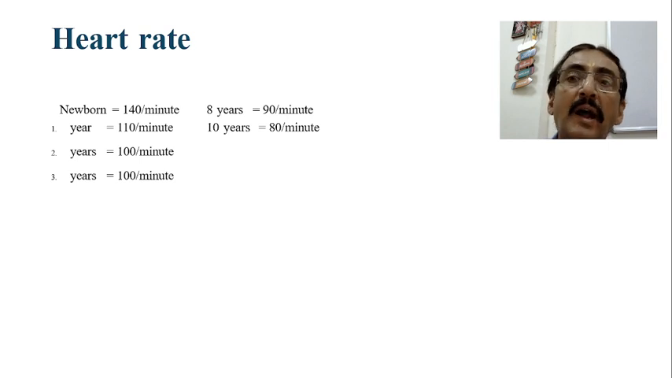Now talking about the heart rate, in the newborn the heart rate is 140 per minute. By 1 year, it will come to 110. By 2 years, it will come to 100 per minute. By 3 years, again somewhere around 100 or somewhat less than that. By 8 years, usually it will be 90 per minute, and by 10 years or after 10 years, it will come to the adult standard of 80 per minute. 72 to 80 will be attained after 10 years.